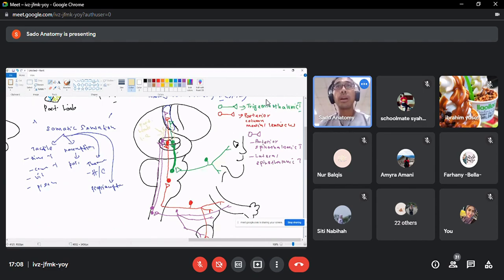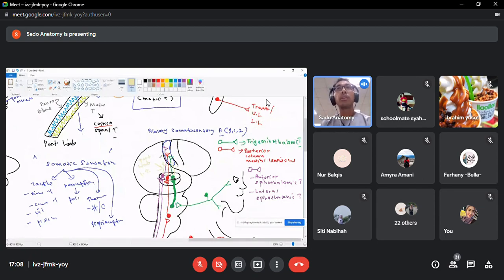The first one, trigeminothalamic tract. Number two is posterior column medial lemniscus tract. And the last one is the anterior and also lateral spinothalamic tracts, class. Right? Okay, class. So now it is complete.